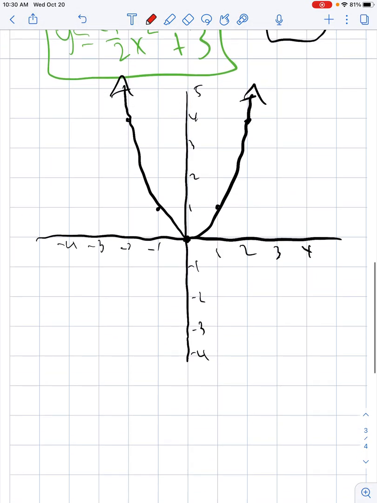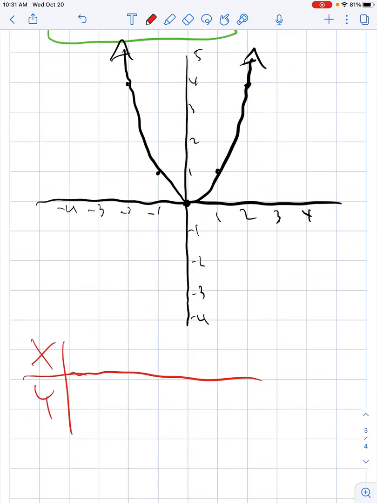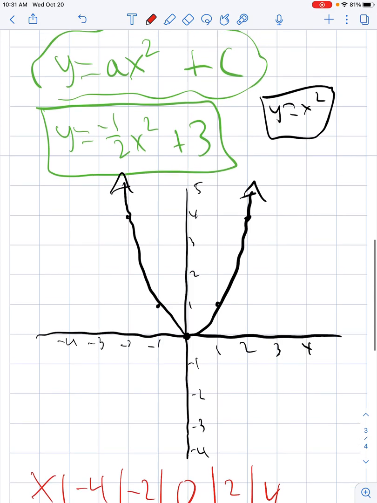And again, to solve this, I'm going to make my table of values. So in this case, as you do more of these problems, you'll realize why I'm picking some of the values I am. But I'm going to make an x, I'm going to make a y. And because it's got a factor of negative 1/2, I'm going to count by 2's. So I'm going to go negative 4, negative 2, 0, 2, and 4.